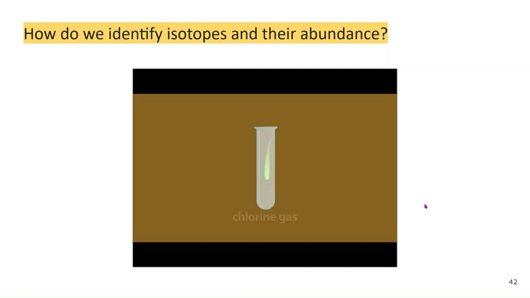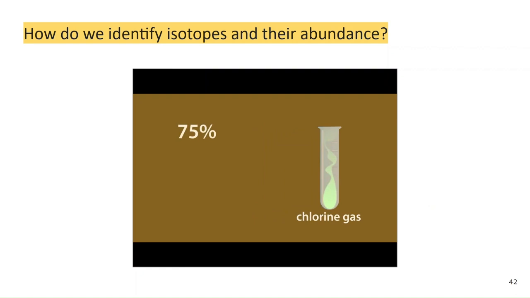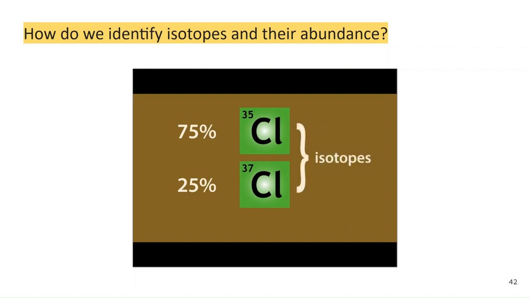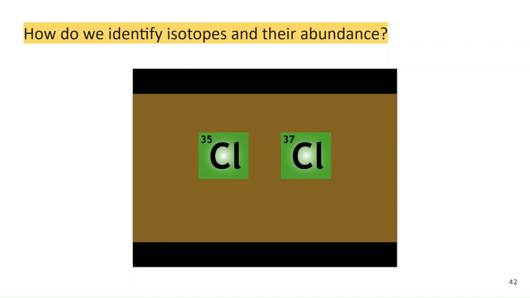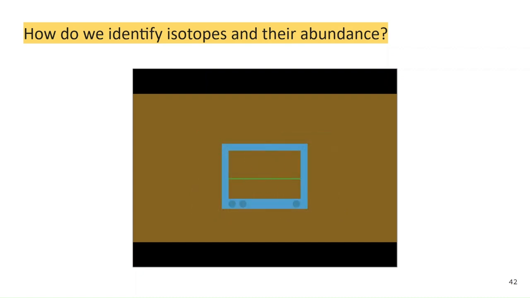For a sample of chlorine gas, we can estimate that 75% of the atoms would be chlorine 35 and the remaining 25% would be chlorine 37. These different forms of an element are known as isotopes. All isotopes of an element have the same number of protons, but a slightly different number of neutrons. This concept of isotopes was actually discovered using an analytical technique known as mass spectrometry.